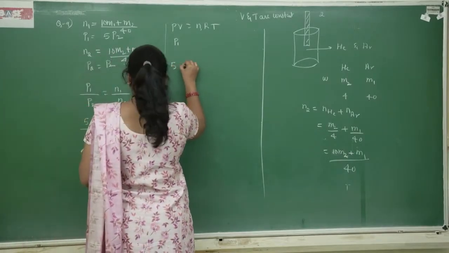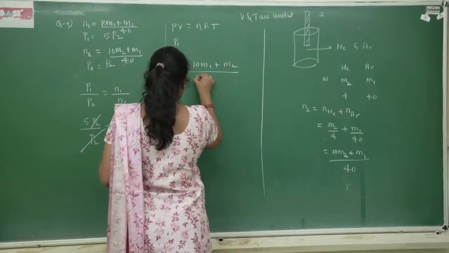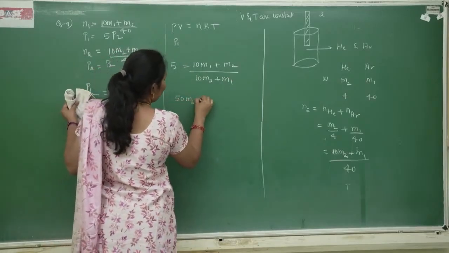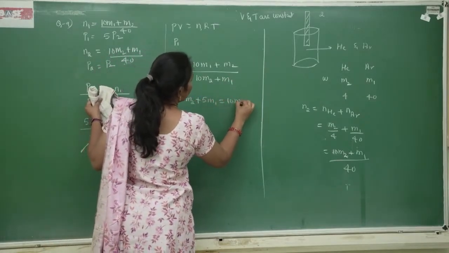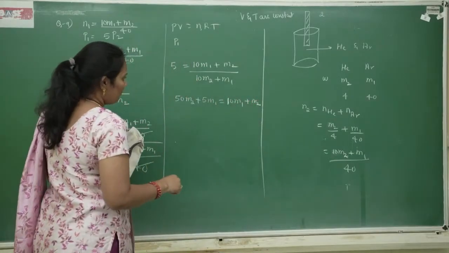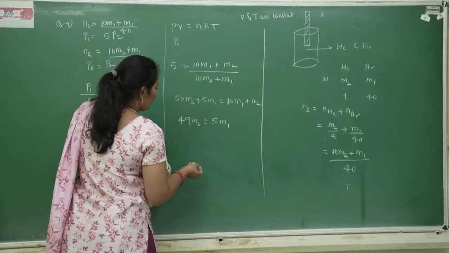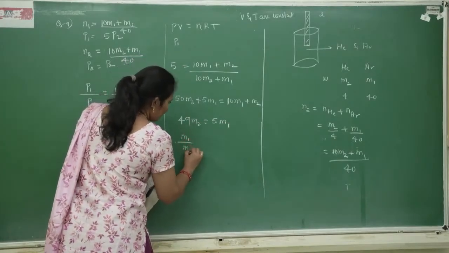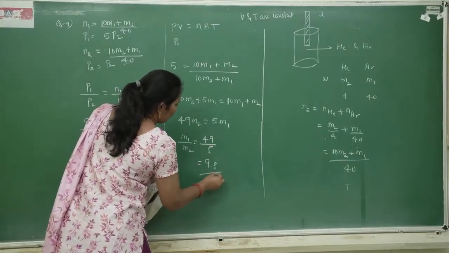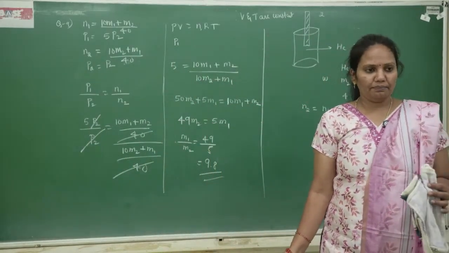Therefore, we get 5 equals 10 M1 plus M2 divided by 10 M2 plus M1. Let us cross multiply this. 50 M2 plus 5 M1 is equal to 10 M1 plus M2. When we subtract, we get 49 M2 equal to 5 M1. Therefore, M1 by M2 will be equal to 49 by 5, which is 9.8. It's a numerical value question, so the answer will be 9.8. Thank you.